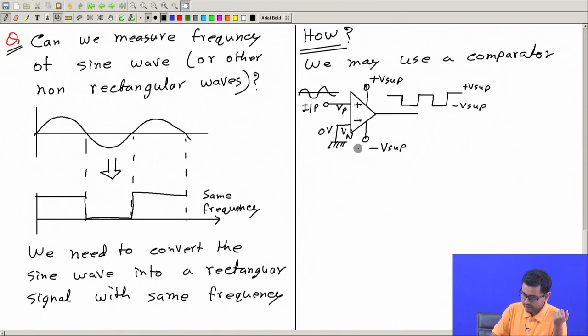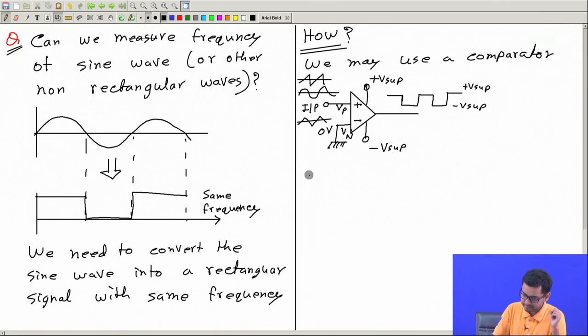So this is a way to convert a sinusoidal input into a square wave. It works for any other periodic signal too, maybe a triangular wave or sawtooth wave, like this, or maybe this. All of these can be converted into a square wave.